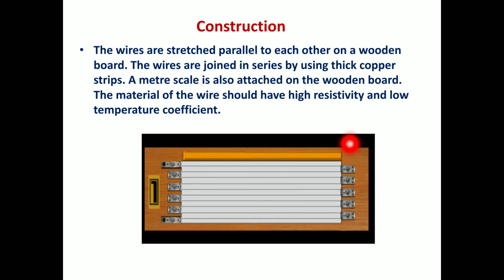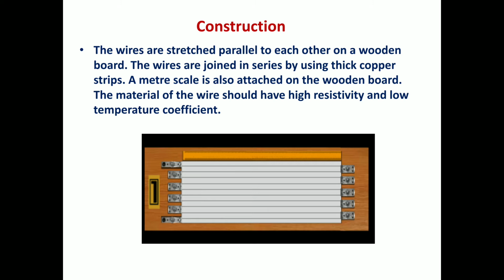You can see that these are parallel stretched wires, but they are not connected in parallel. They are connected in series through these copper strips. So through these copper strips, all the wires are connected in series. They go like this, so this is the continuity of the wire. The wires are joined in series by using a thick copper strip.